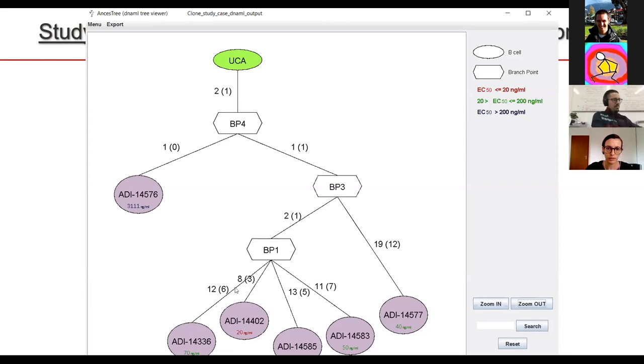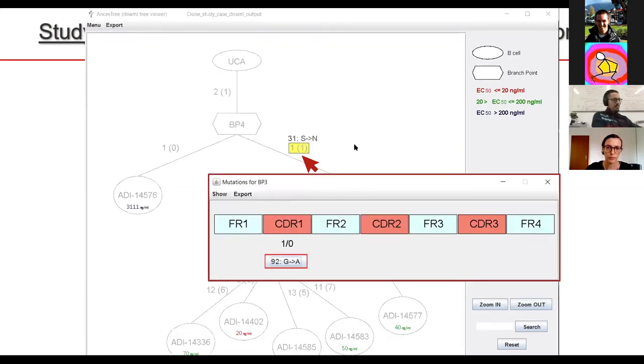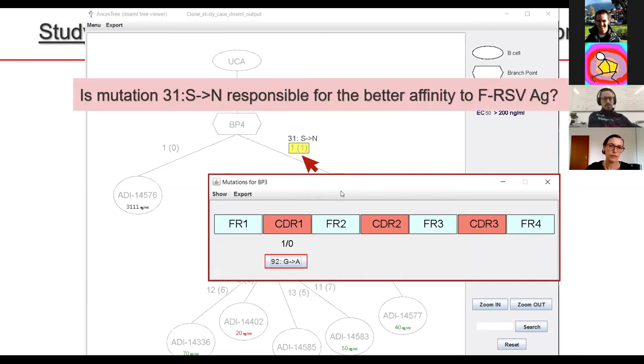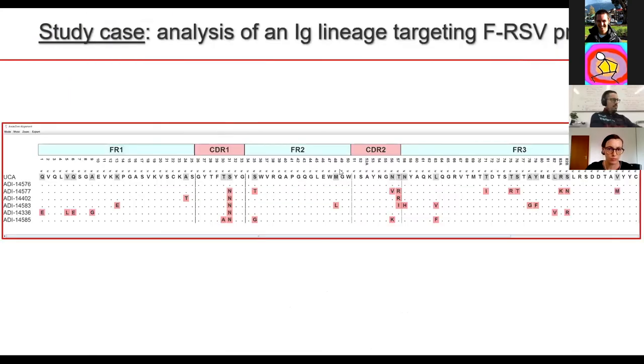So here you can see that all these antibody sequences share a common mutation. If you click on it, you see what the nucleotide mutation and the amino acid mutation are, and you see this one occurs in the CDR1 region. Here you can extrapolate that this mutation is probably responsible for better affinity with the fusion protein of RSV. And another way to see this shared mutation is through the sequence alignment, which is very handy. You can see straight away the shared mutation.